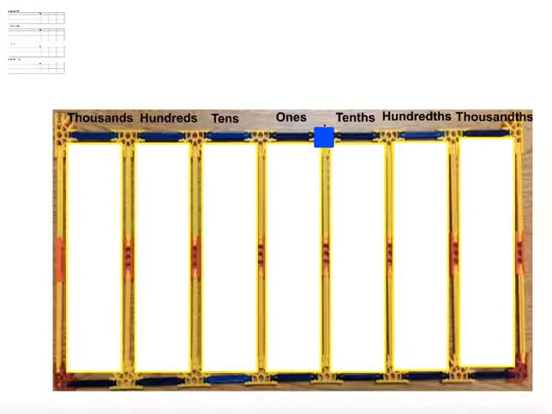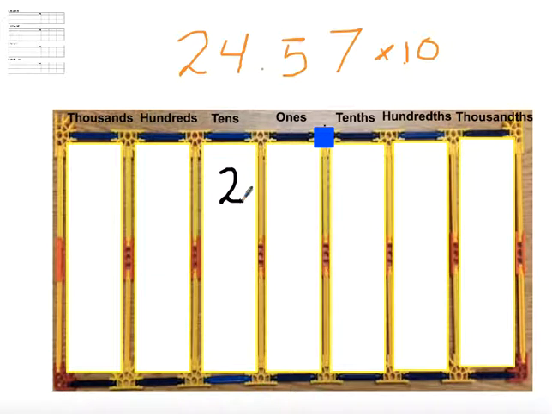Let's say I have the number 24.57 and I'm asked to multiply that by 10. First thing I'm going to do is represent that in my place value chart. So let me write 24, which is 2 in my tens, 4 in my ones, 5 in my tenths, and this blue dot will be like the decimal, and 7 in my hundredths.